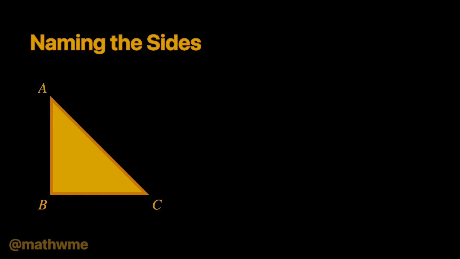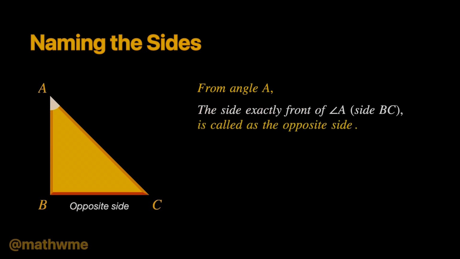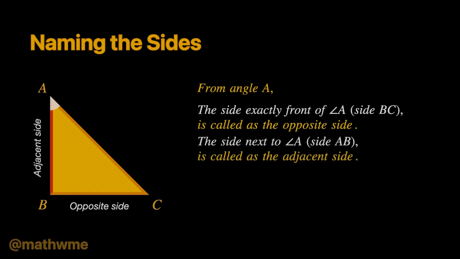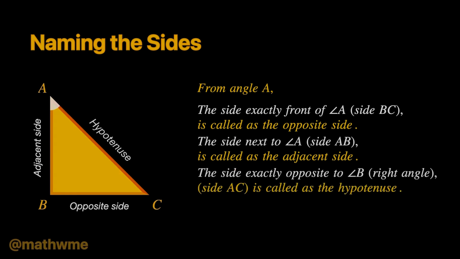But will the names of the sides of the triangle be the same from angle A as well? We will have to look into that. So let's just consider angle A. The side BC becomes the opposite side this time, as it is exactly in front of angle A, and the side AB becomes the adjacent side, as it is next to angle A. And we already know the side AC remains unchanged. It's called the hypotenuse of the triangle. With this, we have learned how to name the sides of the triangle from angles A and C.